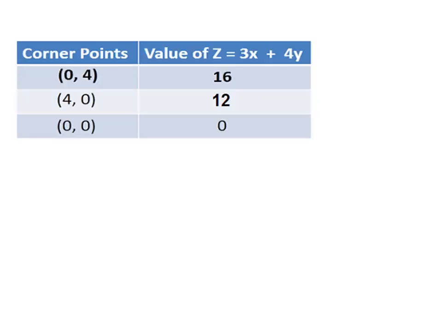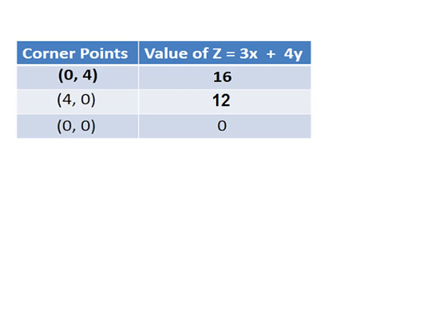Look at this tabular column. On the left side you have the corner points, that is 0 comma 4, 4 comma 0 and 0 comma 0. These x and y values we substitute in the objective function. Which was the objective function? Z is equal to 3x plus 4y. On the right side we supply the values of x and y respectively. In the first point 0 comma 4, x is 0, so 3 into 0 is 0, and y is 4, so 4 fours are 16, so the z value is 16.